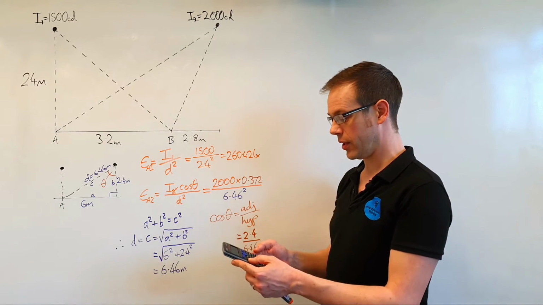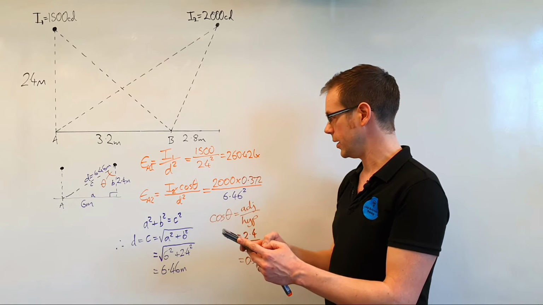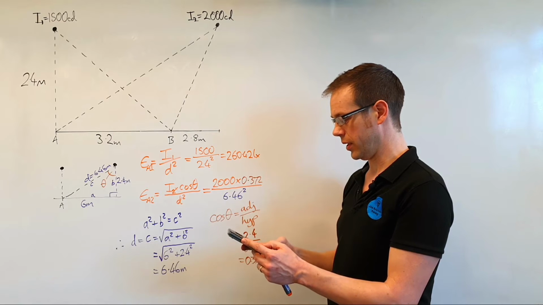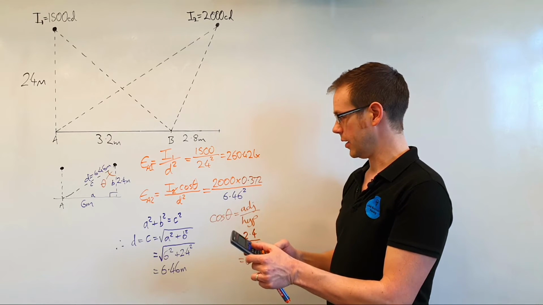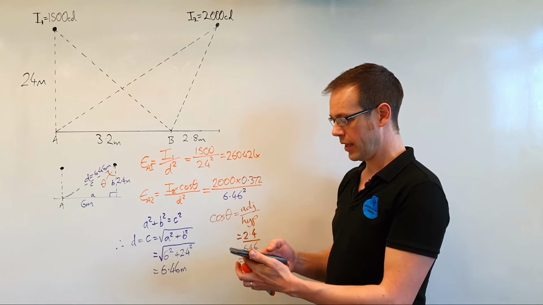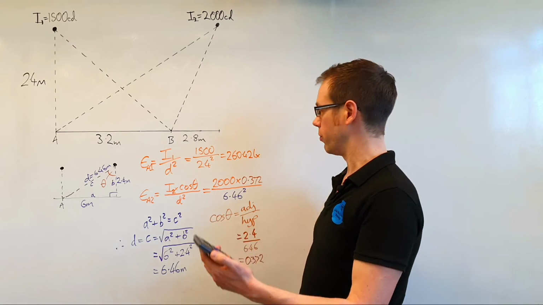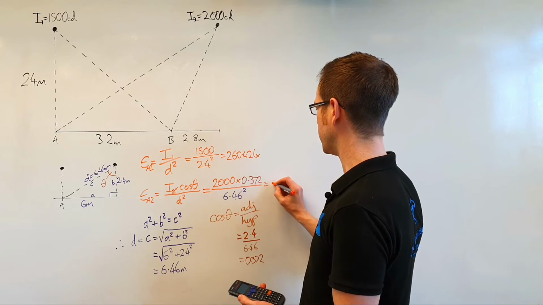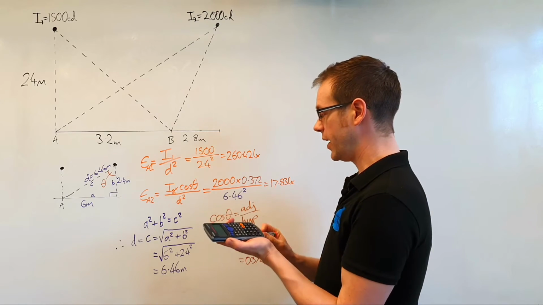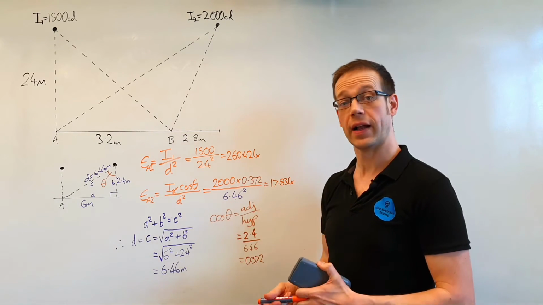Now for this kind of calculation, I like to use the fraction button on my Casio FX 85 GT Plus. So I do 2000 times by 0.372, and then I'm going to divide that by 6.46 squared. And that's going to come out at 17.83 lux. So we've got 17.83 lux. So all that remains for this calculation is now just to add these values together.